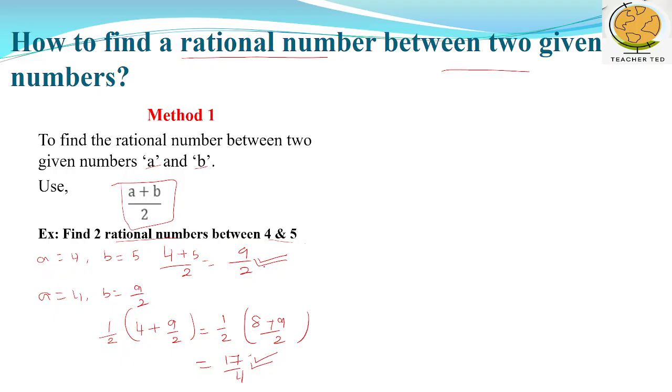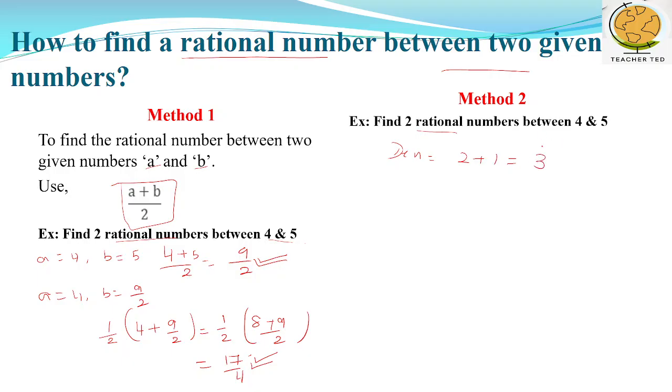So this is an iterative method. If you want more rational numbers between these two numbers, it is very difficult to calculate each and everything. So we have another simpler method, that is method number 2. Here it's very simple. To find two rational numbers between 4 and 5, you need to make the denominator 2 plus 1, that is 3. So the denominator should be equal to 3. Why 3? Because you need to find two rational numbers, so just add 1, and you will get 3.